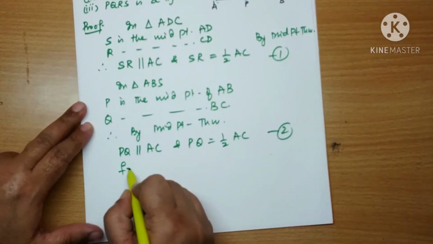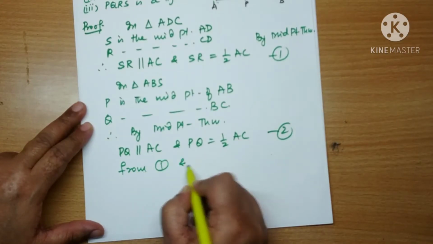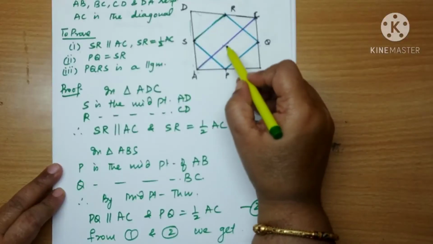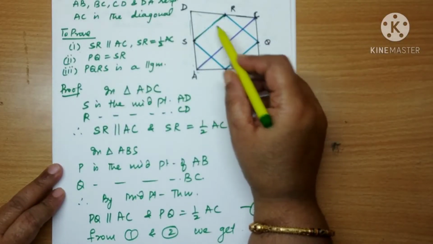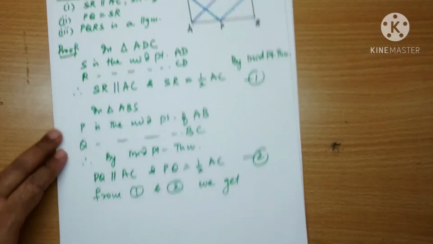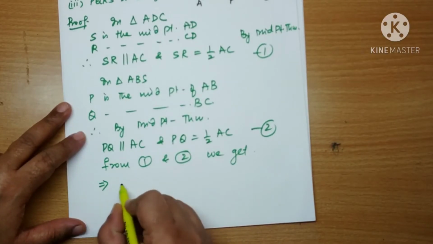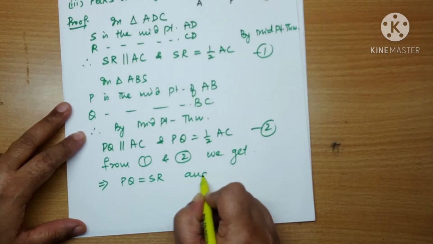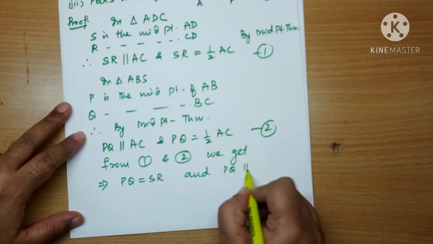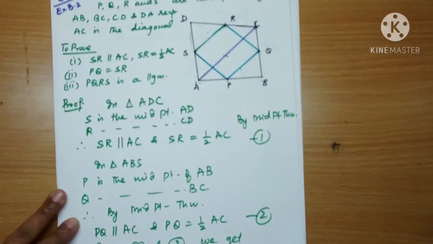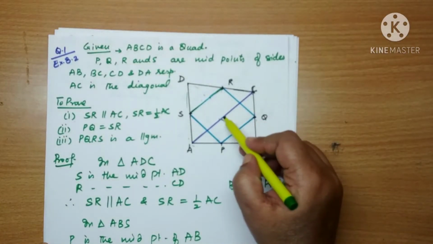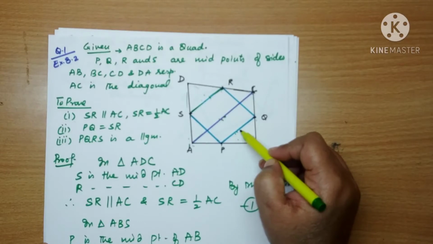From 1 and 2 we get, see, PQ is also half of AC and SR is also half of AC. So I can say they are equal. From 1 and 2 we get PQ equal to SR, and we also get that these are parallel. Lines parallel to the same given line are parallel to each other. PQ is parallel to AC, this is also parallel to AC. So these are also parallel.